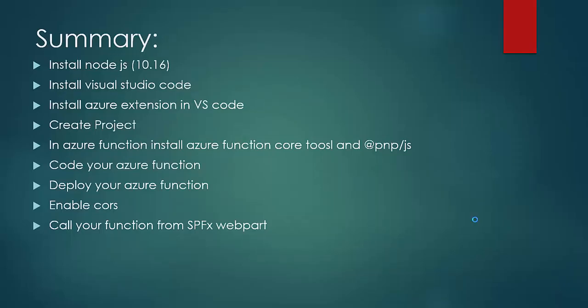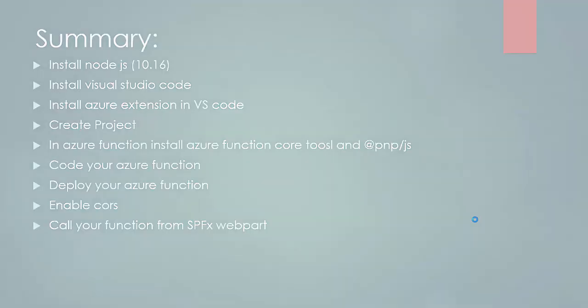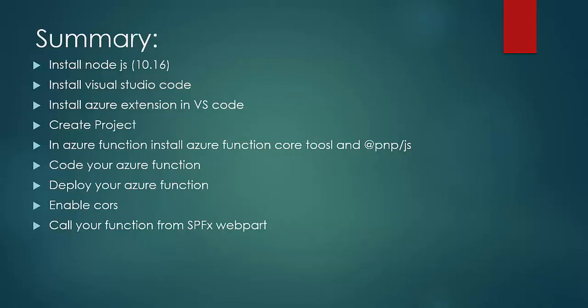So this is the summary. I assumed you already have Node.js on your machine, so that's why I have not shown you how to install Node.js, but you can install it. I have version 10.16 on my machine. Then install Visual Studio Code. After that, we saw that we have to install the Azure extension in VS Code. After the extension, we created the project using the extension. Then inside the Azure function, we installed the Azure Functions Core Tools and PnP.js. After that, we developed our Azure function using PnP.js and created a new item in the SharePoint list.